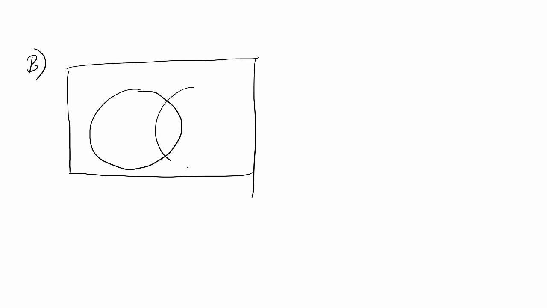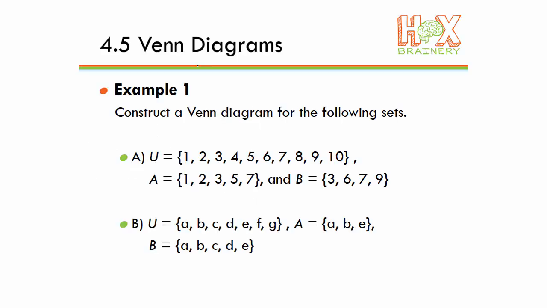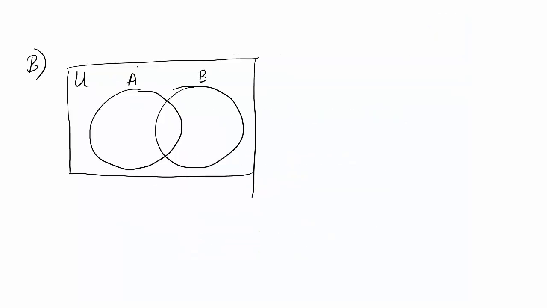Now we're going to get ready to do part B. So we'll draw our 2 circles. We'll put U somewhere and label these circles as A and B. And we're going to start with that overlapping region first, region 2. So we're looking at sets A and B here and seeing if they have any elements in common. It looks like they both have an A, they both have the B, and they both have E. So all those elements are going in the overlapping part, A, B, and E.